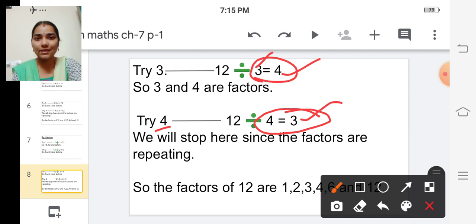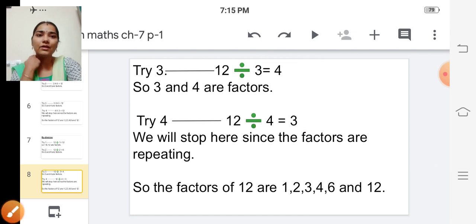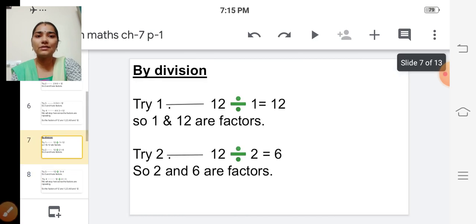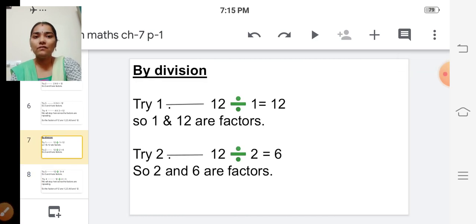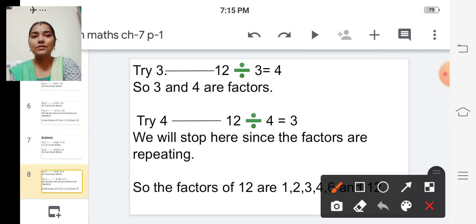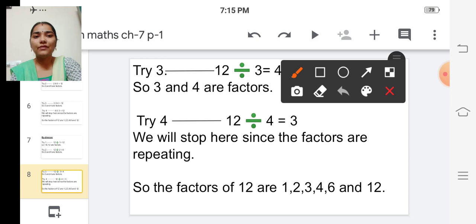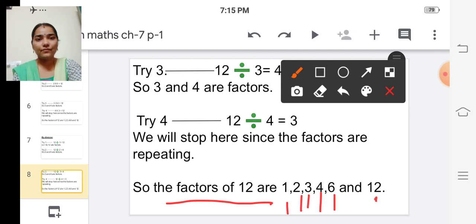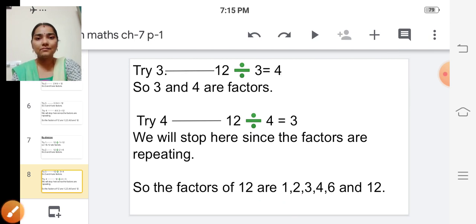So if the factors are repeating, then we shall stop the procedure, and we can write the factors of the number. So here 3, 4 and in the previous steps 1, 12, 2, 6. So these are the factors of 12. The factors of 12 are 1, 2, 3, 4, 6 and 12. Is it clear, children?